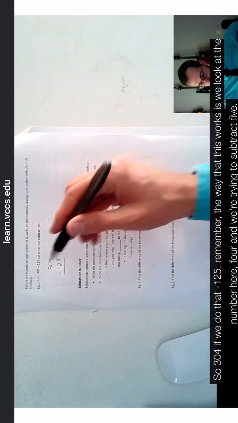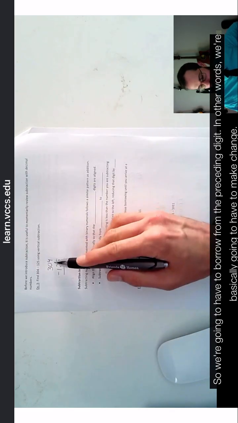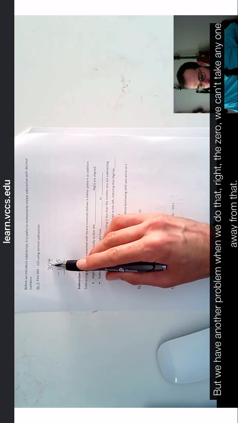So 304 minus 125. Remember the way that this works is we look at the number here, 4, and we're trying to subtract 5. What's the problem? 4 is less than 5, so we're going to have to borrow from the preceding digit. In other words, we're basically going to have to make change. But we have another problem when we do that: the 0, we can't take any 1 away from that.